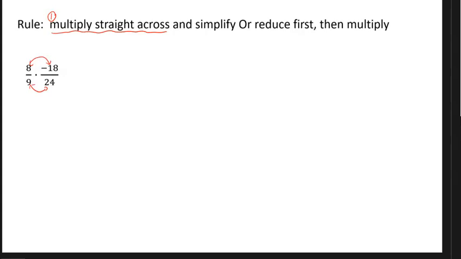And also we need to simplify or reduce the answer. But we can also switch the order, so we can simplify first. So step one, you can multiply and then simplify. Or you can simplify, which is also called reduce, and then you multiply. So these two steps are interchangeable.